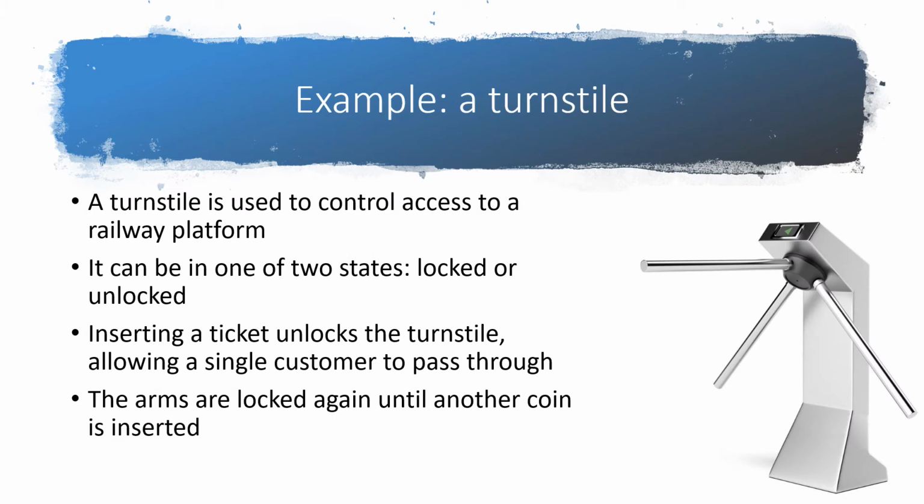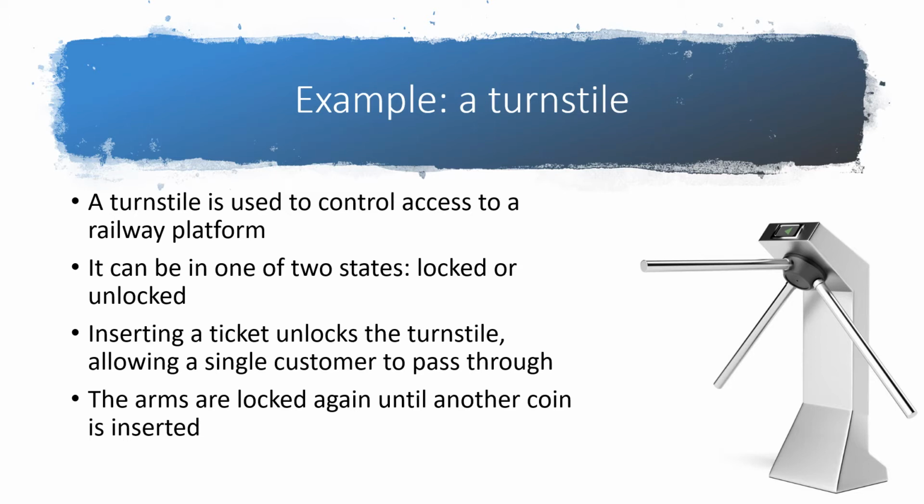So as an example, a turnstile, and there's a nice picture there to show you what a turnstile is, just in case you don't know. A turnstile is used to control access. So you sometimes see it at railway stations, football grounds, in some hospitality settings as well. And essentially, a turnstile is in two states. It's either locked or it's unlocked.